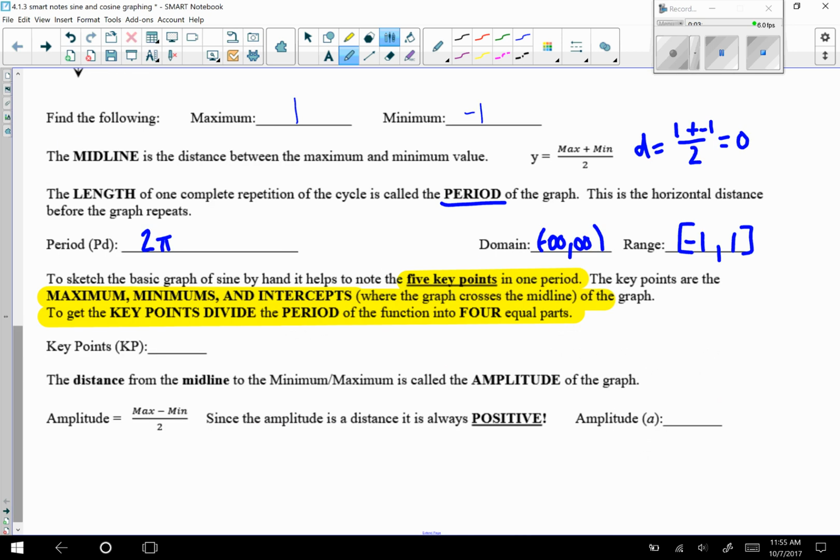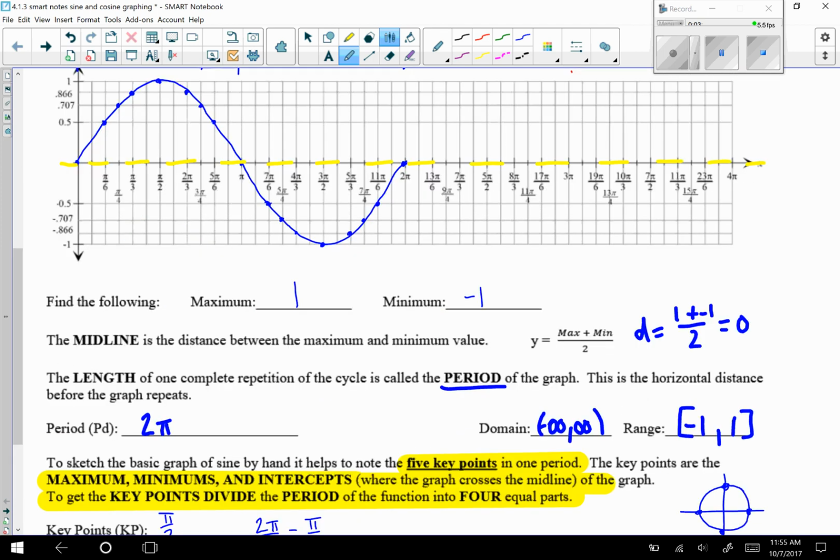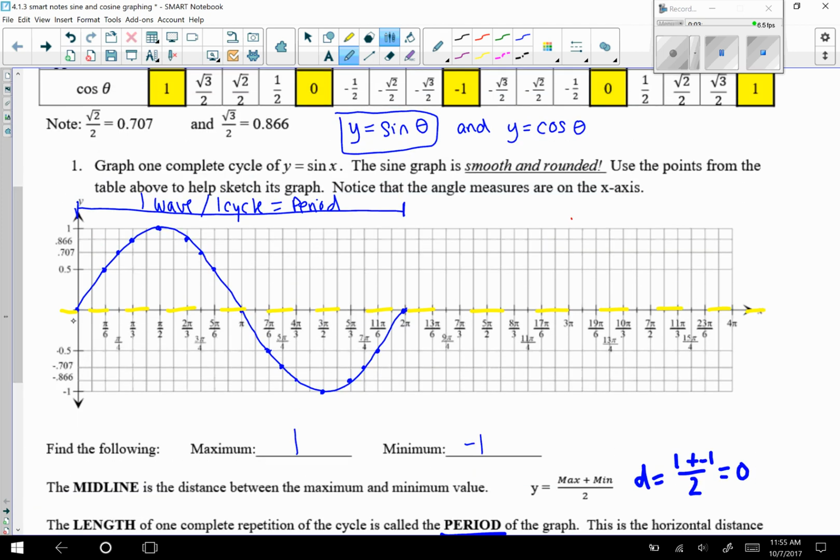Right now, the period is 2 pi. If we take 2 pi and divide it into 4 equal parts, because if you think about your unit circle, that gives us our maximums and our minimums at those 4 equal parts, that gives me pi over 2. So on my graph, instead of always graphing using pi over 6, pi over 4, pi over 3, we only need to graph our key points. We would start at 0, 1 pi over 2, 2 pi over 2, which is pi, 3 pi over 2, 4 pi over 2, which is 2 pi.